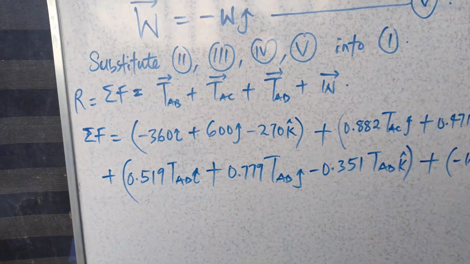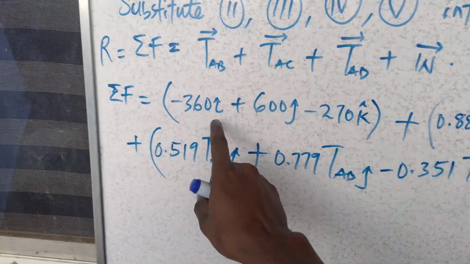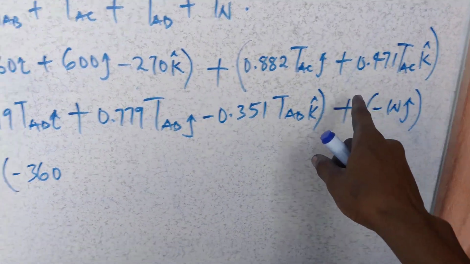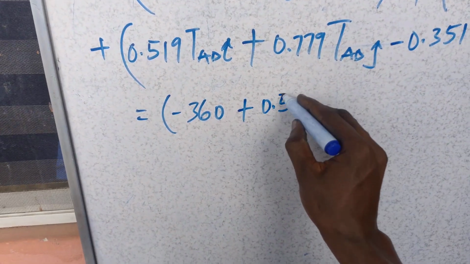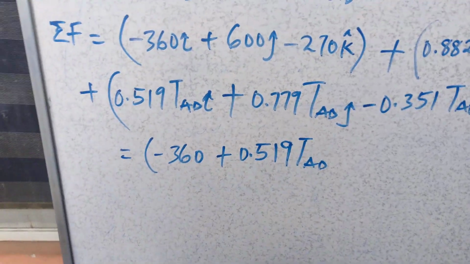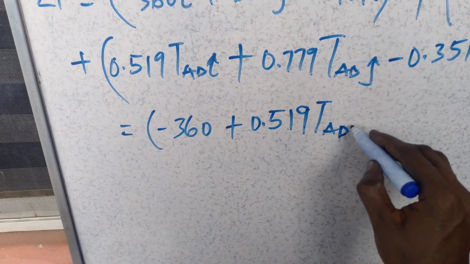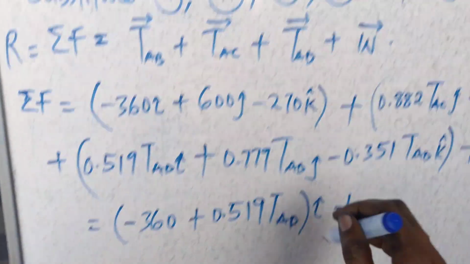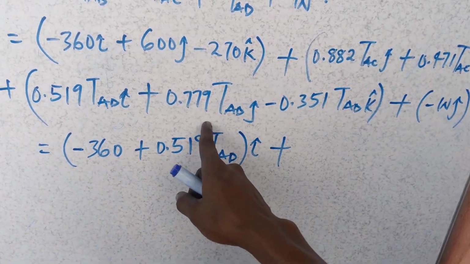Then I arrange them properly in the I, J, and K coordinates. The first I coordinate is minus 360. The next I coordinate is plus 0.519 TAD. There is no other I coordinate. Then I come over here to the J coordinates. This is J, this is J, this is J, and this is J.